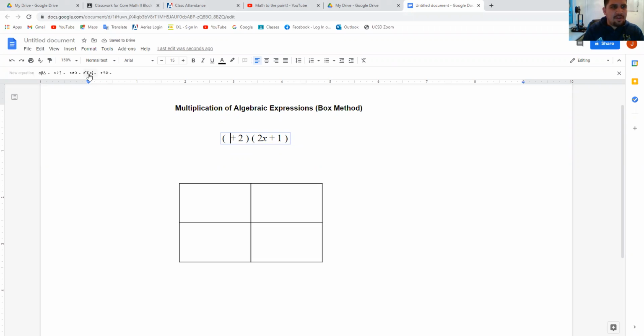However, I'm going to create an expression that has 3 terms. Okay, and then I'll do the same thing for the other one. Let's do 3x to the power of, let's make it complicated, power 3 plus 1x minus 5.